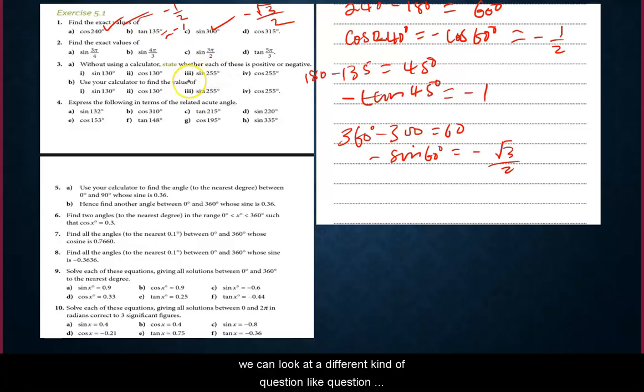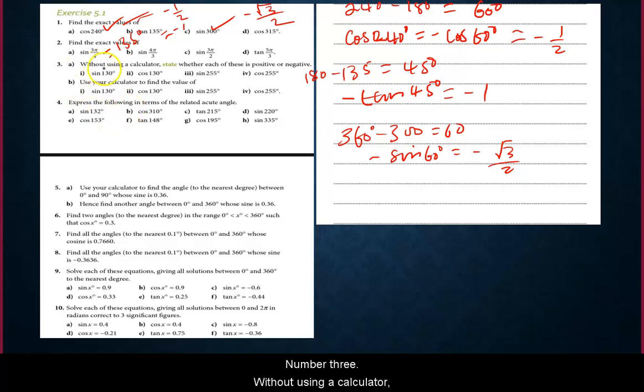We can look at a different kind of question, like question number 2, find the exact values of sine 3 pi over 4. You convert. When you convert 3 pi over 4, this is supposed to give us 135 degrees. And we have talked about how you can divide by pi over 180 or 180 over pi, such that pi cancels out and we multiply the remaining values.